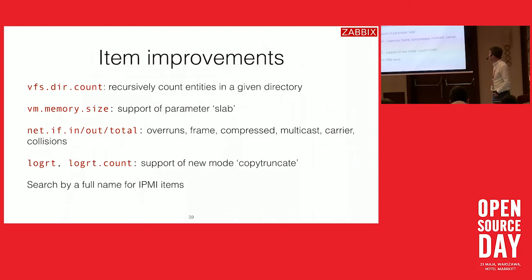We also made a number of improvements. Now we support vfs.dir.count. It basically returns the number of entities in a given directory. For example, we'd like to calculate the number of files, or the number of directories, or files and directories, and so on and so forth. So we may use vfs.dir.count. This is a really nice item. vm.memory.size supports the parameter slab. We also made some improvements for net.if.in and out total.